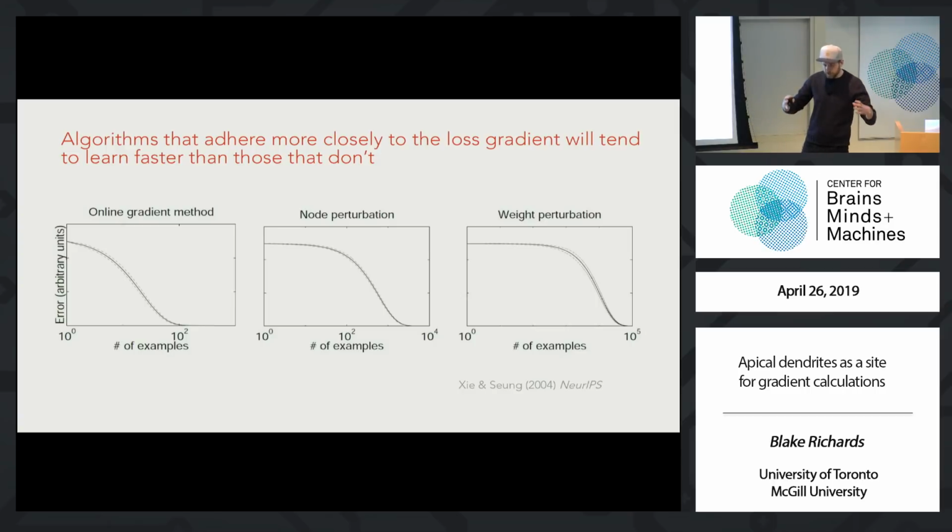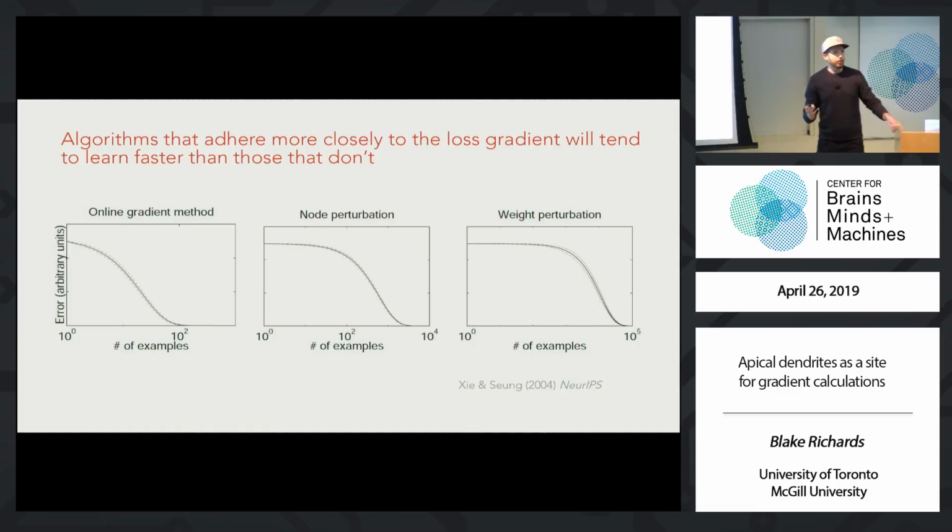Now, the other thing that we can say is this can be shown analytically within certain restricted cases, but also empirically, we have found in machine learning that generally algorithms which adhere more closely to the loss gradient will do better and learn faster than algorithms that don't. So here you're looking at plots from a paper by Xi and Sung that were analyzing gradient descent and two other methods, node perturbation and weight perturbation. Both of these methods actually provide an estimate of the gradient of the loss function, but they do so with higher variance than true gradient descent.